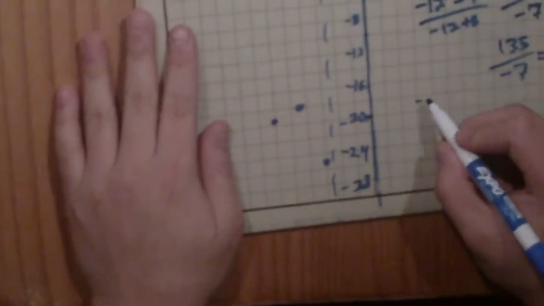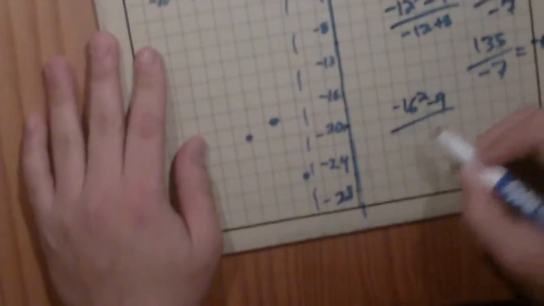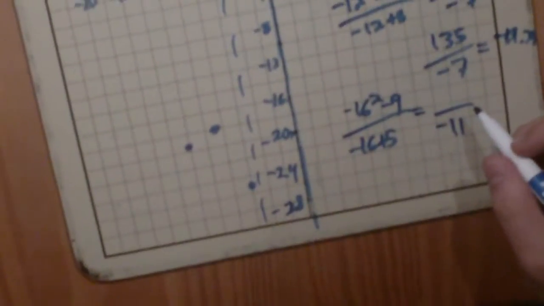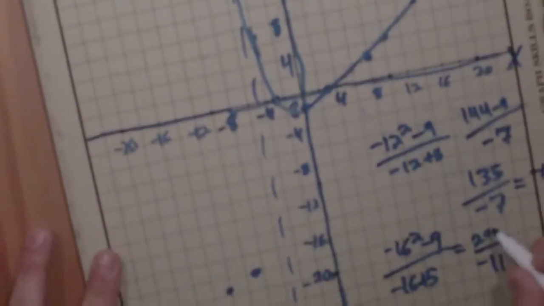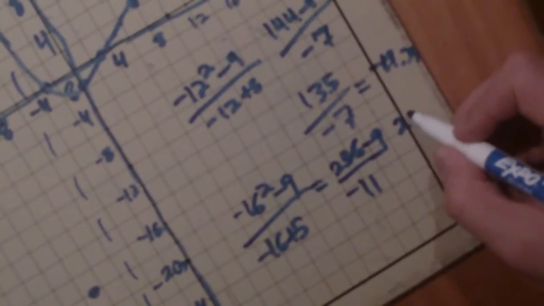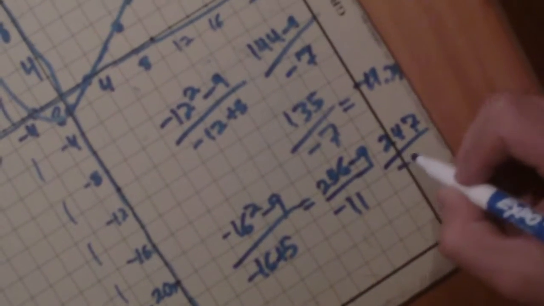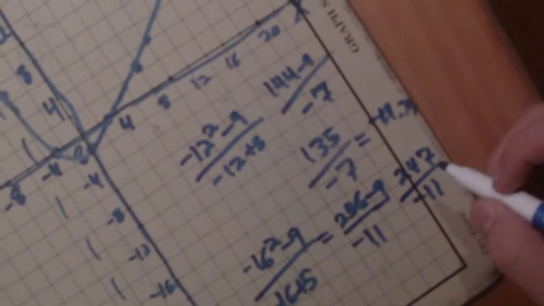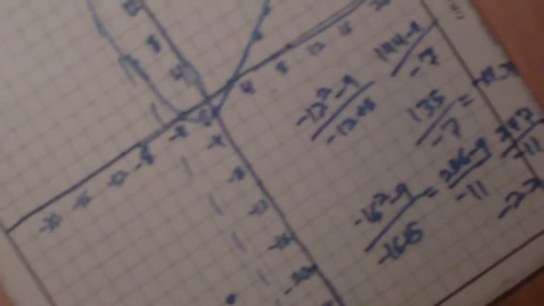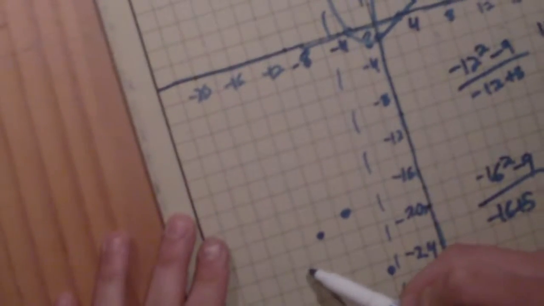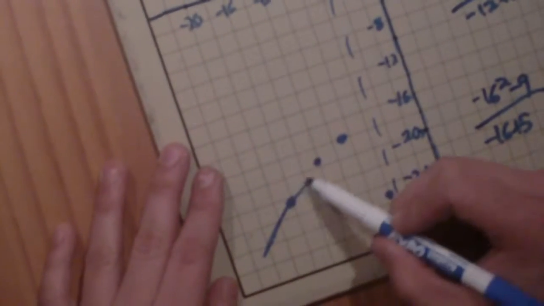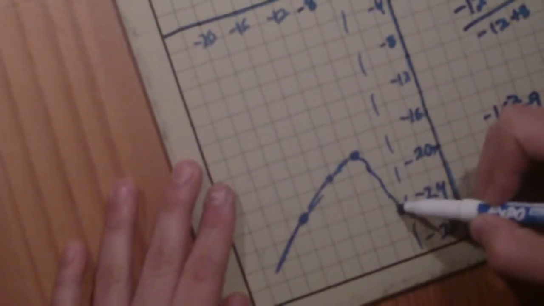And then negative 16 squared minus 9 over negative 16 plus 5 equals 256 minus 9 over negative 11, which is 247 over negative 11, which is roughly negative 22.5. And that is roughly right here. So graphing this side would be looking something like that.